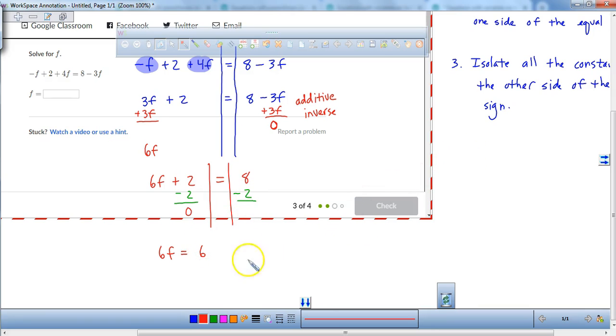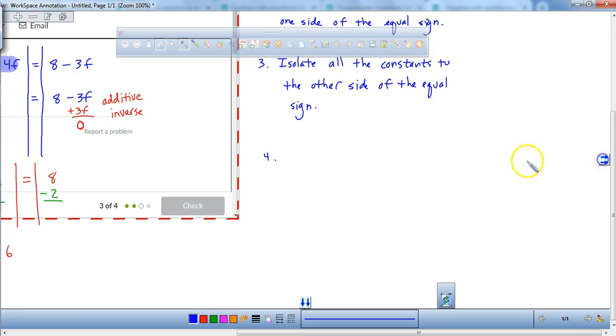All right, and then the very last step, you can pretty much see that f is going to equal 1 because 6 times 1 is 6. But the last step is one of two things. Most of the time, this will work: just divide by the coefficient in front of the variable.